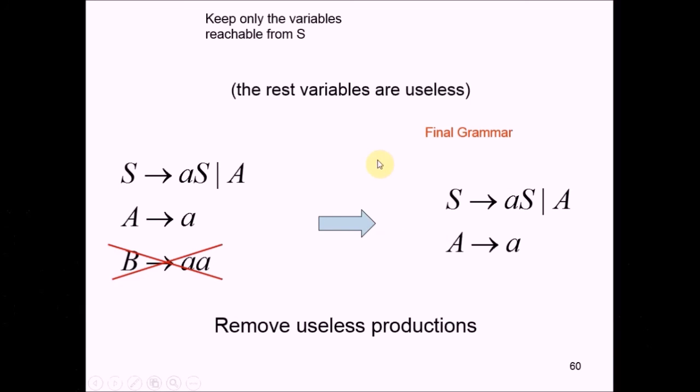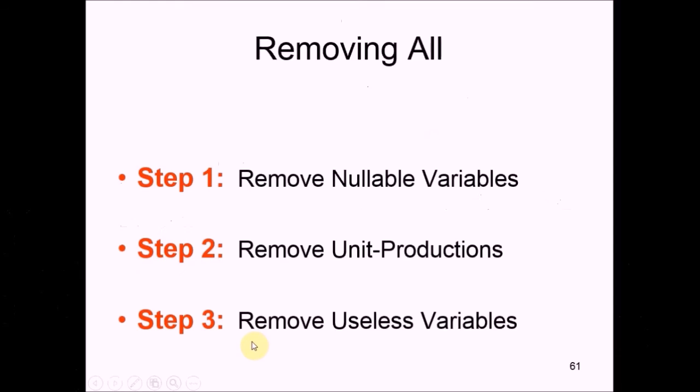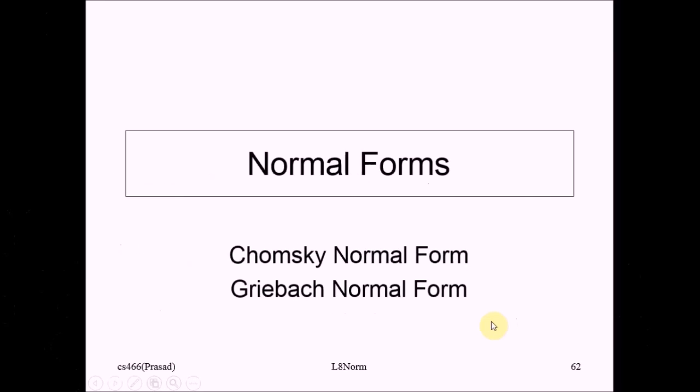So after completing this step, we are left with two variable productions, which are S tends to AS and A, and A is tending to small a. So for removal of useless symbols, we have done only 3 steps. These steps are: first we remove nullable variables. In the second step we have removed unit productions, and in step 3 we have removed useless variables.